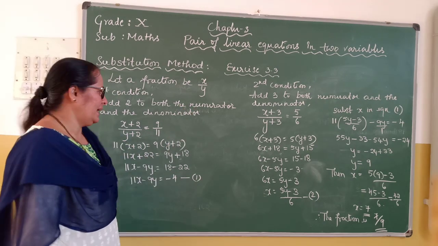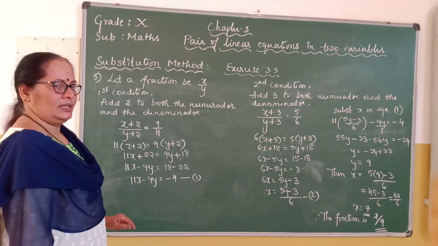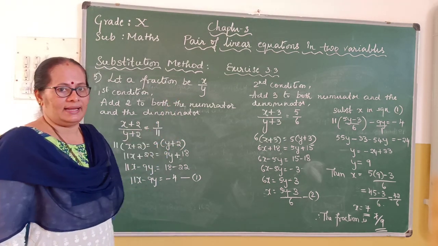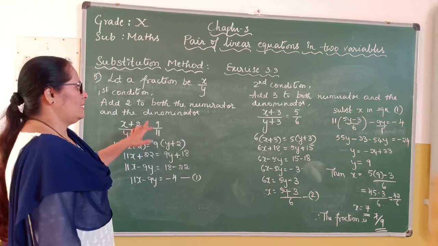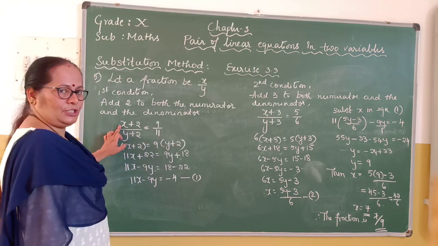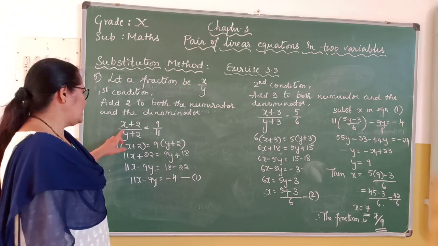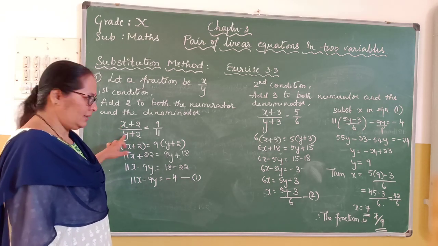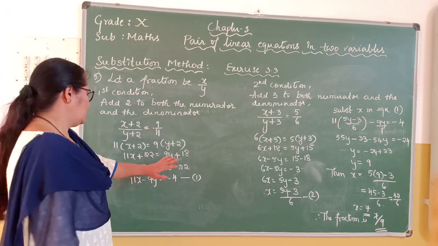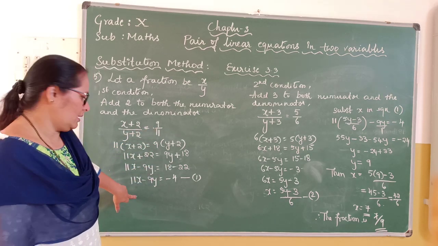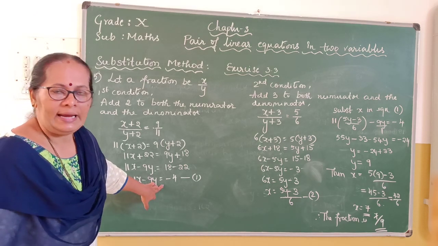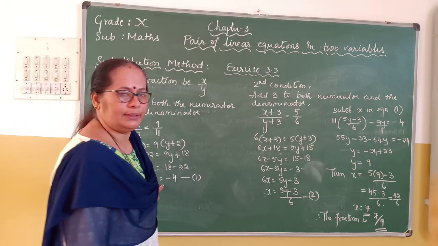Once again I will explain. First condition: add 2 to both the numerator as well as the denominator. Then the fraction becomes 9 by 11. Then cross multiply and simplify. So you will get a linear equation, 11x minus 9y equals minus 4. Take it as equation 1.